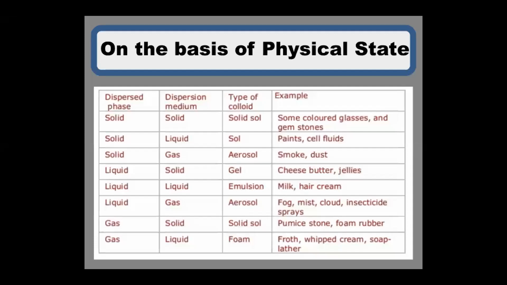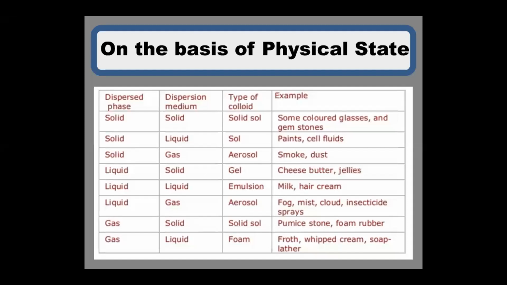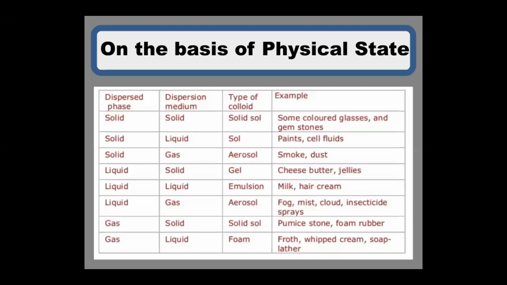These are the examples. For example, in a medium, in a sol, and some other examples are tea, butter, and cheese. Sorry, smoke and dust. Again, in the dispersed phase, the gas state has come in the dispersion medium solid, and the type is solid sol, and some other examples are stone, foam, and rubber, etc.